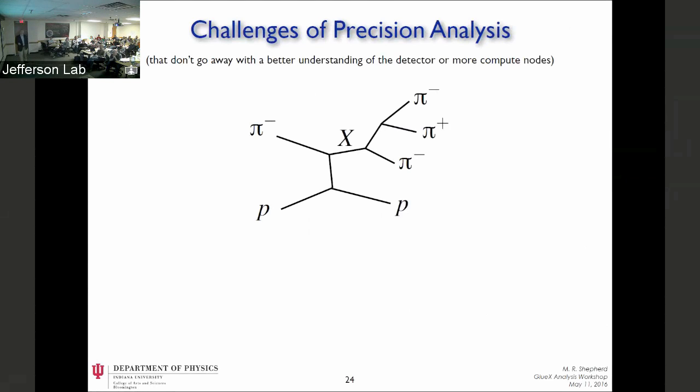I mean, in your mind, you have a simple picture of a photon maybe colliding with a proton, or a pion colliding with a proton. It produces something, and then it decays this way. But what's happening here? What's that interaction? We don't really know. And building a better detector is not going to fix this, or understanding your detector better is not going to fix this, because this isn't something you detect.